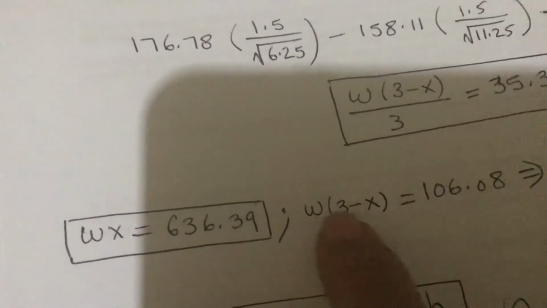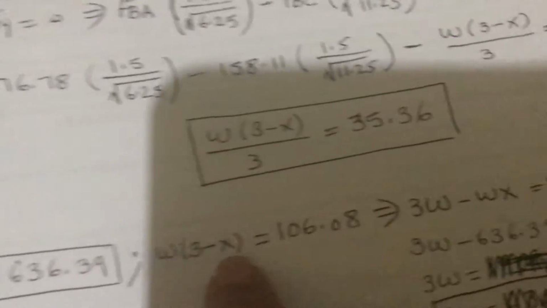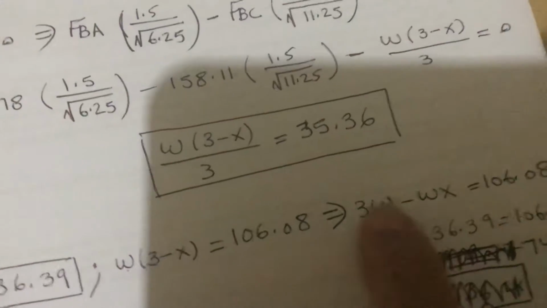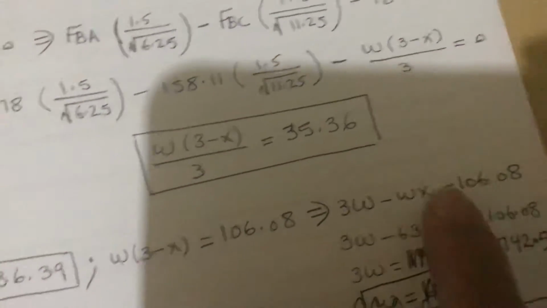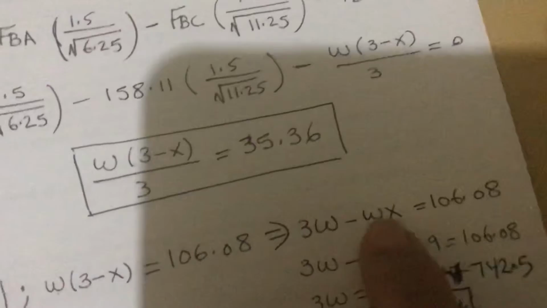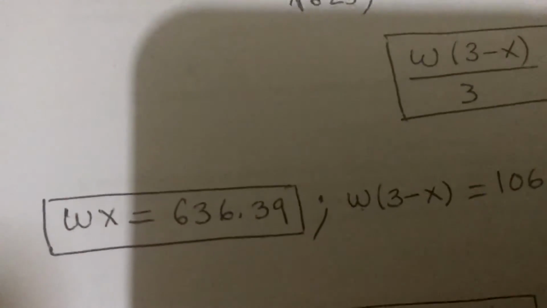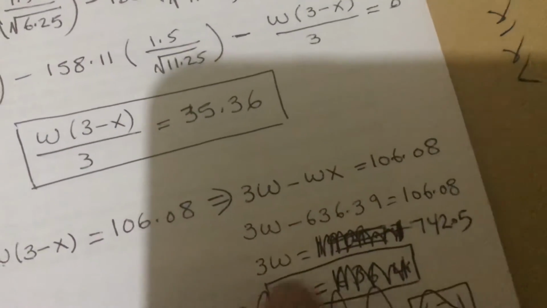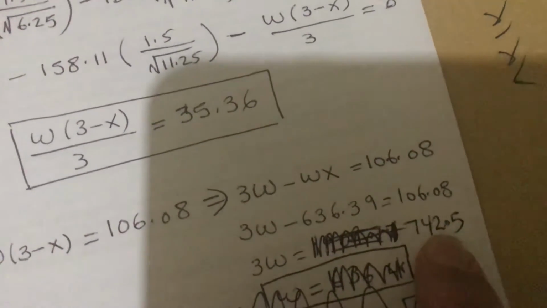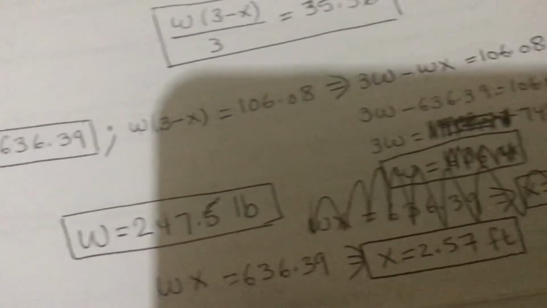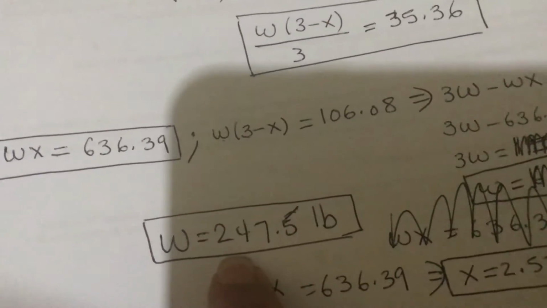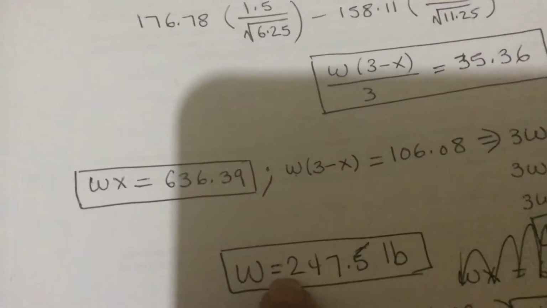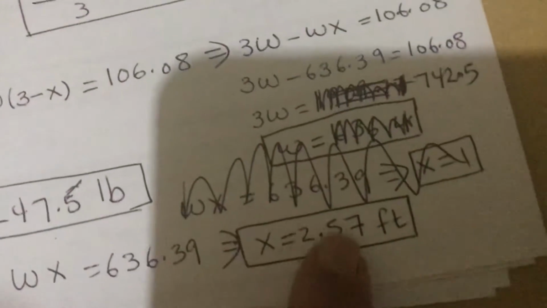Now let's open this: 3W minus WX equals 106.08. And we have WX, so we just make WX equal to 636.39. You'll end up with 3W equal to 742.5, and then W is equal to 247.5 pounds. So we found this. We could just put it here and find X. So if you know W, you could find X. X is equal to 2.57.